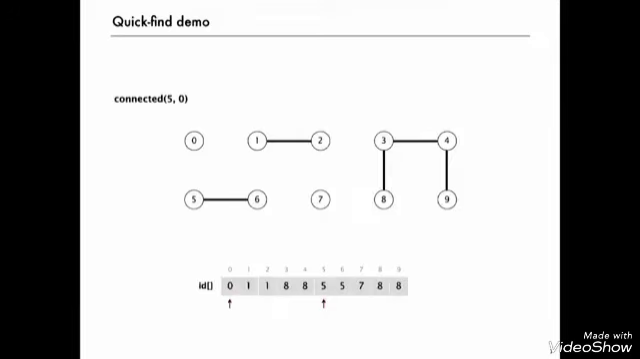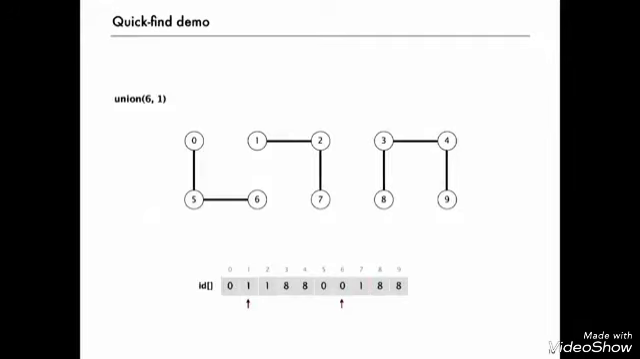And 5 and 0 have different entries. They're not connected, so we'd return false in that case, not connected. And then if we want to connect 5 and 0, then, as usual, we'll change the entries corresponding to both 5 and 6 to 0. 7 and 2, union 7 and 2, that's an easy one.